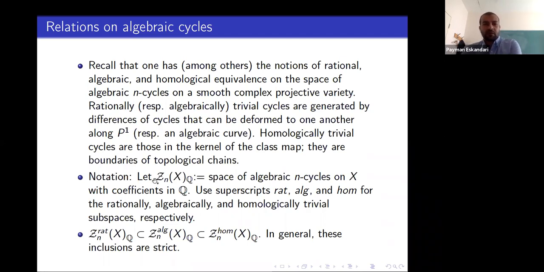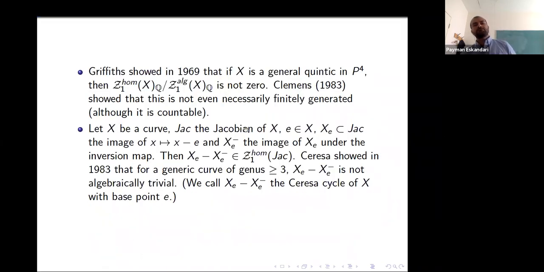Now, throughout this talk, I'm going to be using the notation Z_n(X)_Q to mean the space of algebraic n-cycles, so of dimension n, on X with coefficients in Q. I will be using superscripts rat, alg, and hom for the rationally, algebraically, and homologically trivial subspaces. And then one has these inclusions: a rationally trivial cycle is algebraically trivial, and an algebraically trivial cycle is homologically trivial, but these inclusions are in general strict, and we're going to say a little more about that now.